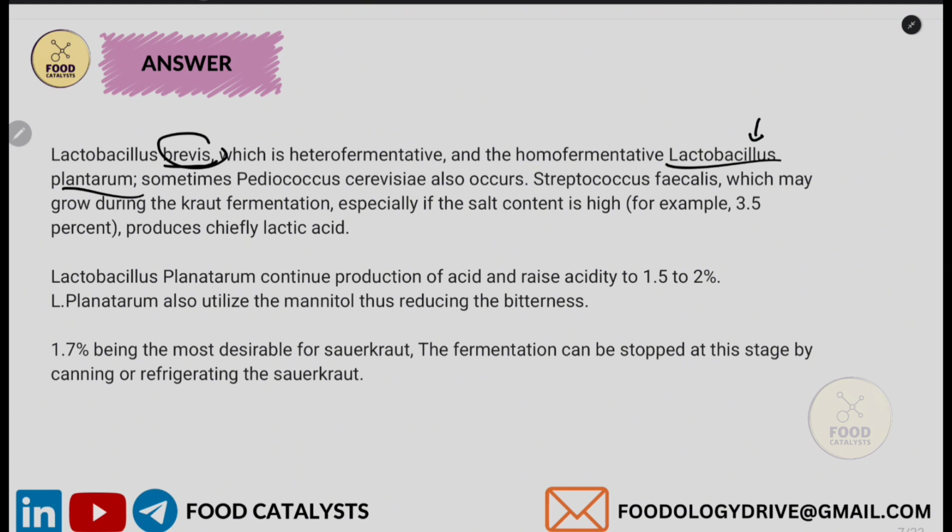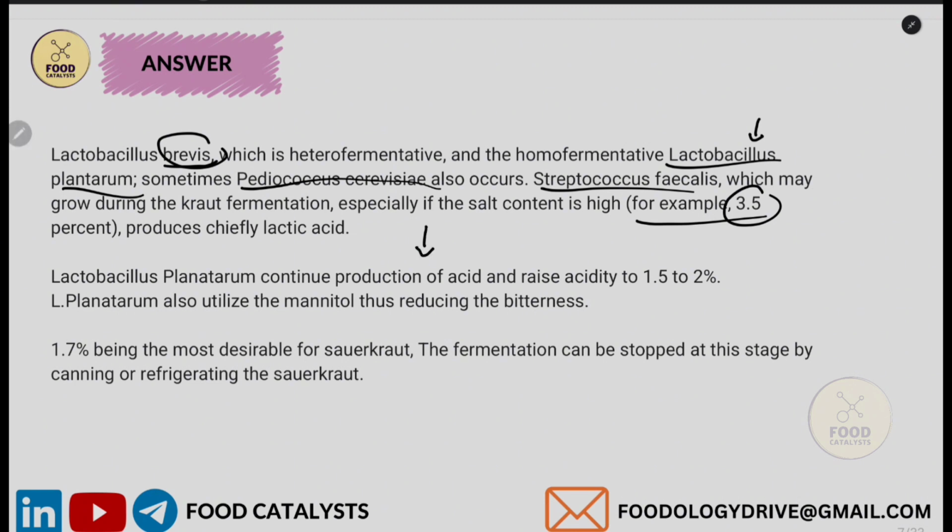But there is a slight twist. If the salt is increased, or if there is any misconception, then Pediococcus cerevisiae may also come. And similarly, Streptococcus faecalis will also come if the salt is too high, like above 3.5%. Okay, this also produces lactic acid only. So these two components will sometimes come, Pediococcus and then Streptococcus. We'll study this in detail later on, but let's understand this. Okay, then let's go further.